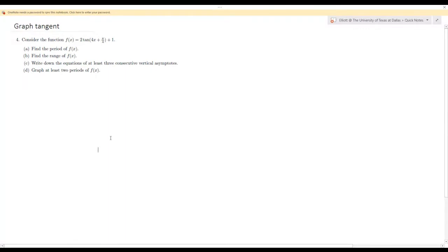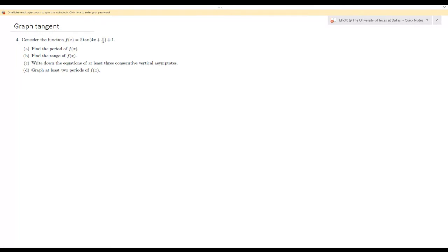Okay, so here we have this problem, graphing this tangent function. Let's look at just the first couple of parts of the problem. So finding the period, and it's asking us to find the range as well.